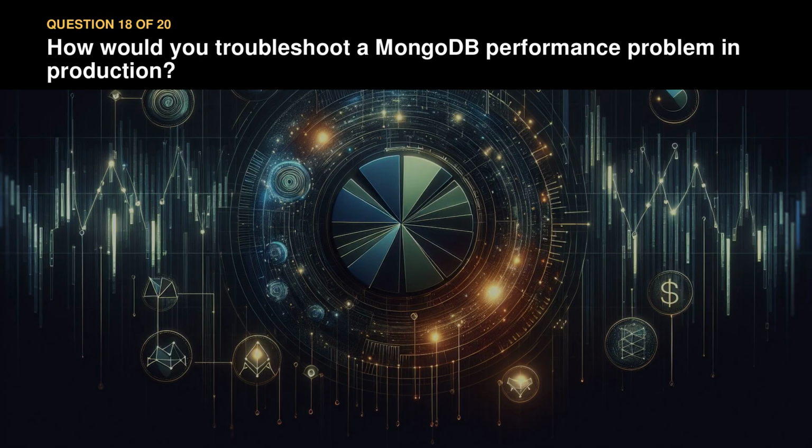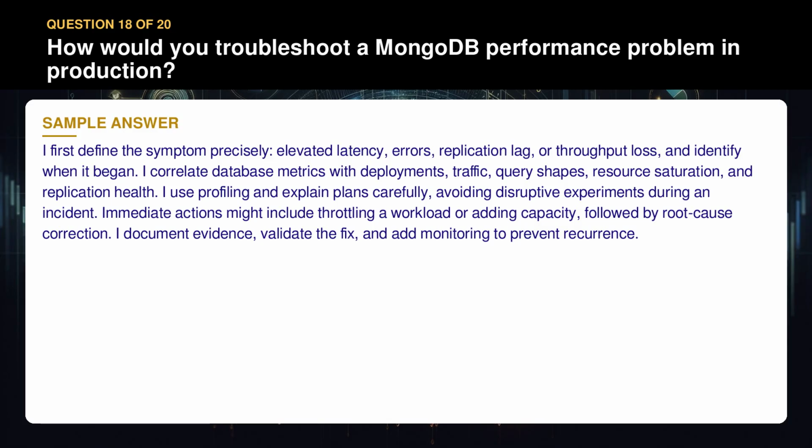Question 18. How would you troubleshoot a MongoDB performance problem in production? I first define the symptom precisely, elevated latency, errors, replication lag, or throughput loss, and identify when it began. I correlate database metrics with deployments, traffic, query shapes, resource saturation, and replication health. I use profiling and explain plans carefully, avoiding disruptive experiments during an incident.